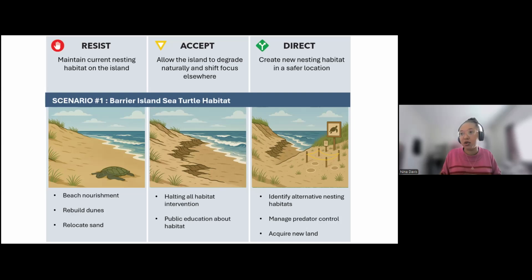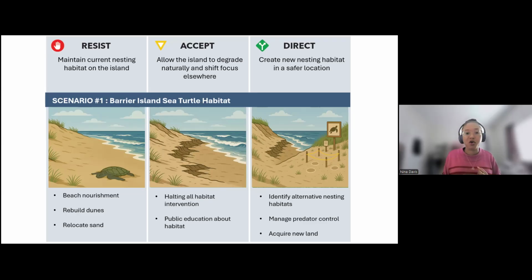Actions could include beach nourishment, rebuilding dunes, and relocating sand. Some of the pros could be maintaining existing nesting habitat. It aligns with familiar management strategies, and it could buy time, which resisting often does, but you might have to eventually move towards accepting or directing in later times as conditions evolve. Some of the cons, as Andrew said, are that these things are expensive. Resisting might also just be temporary because, again, it buys time. You might also need to repeat the strategy of beach nourishment and rebuilding the dunes, and it could potentially only delay loss.